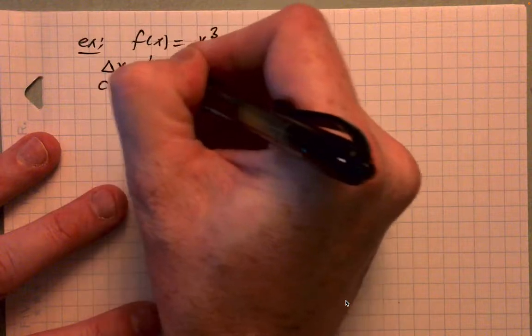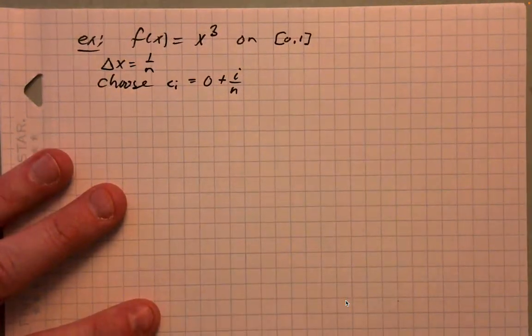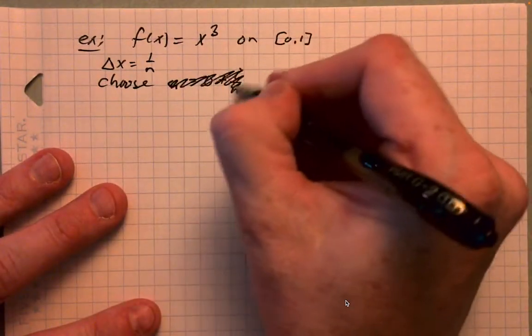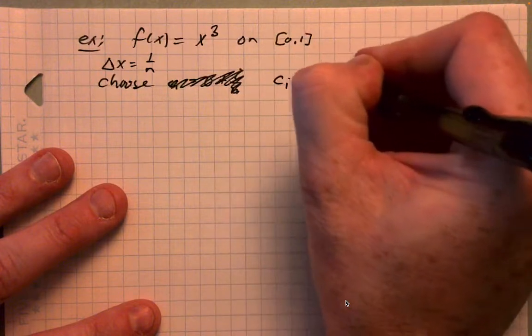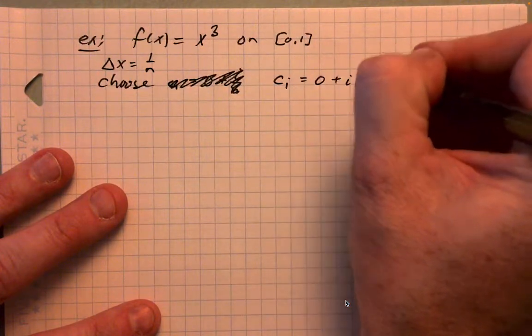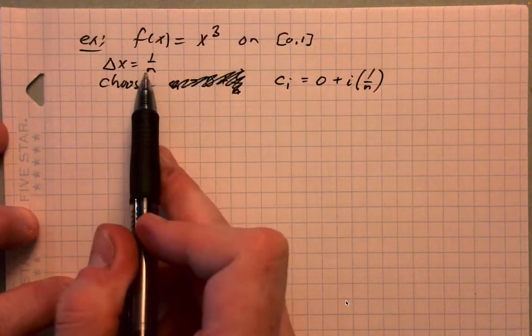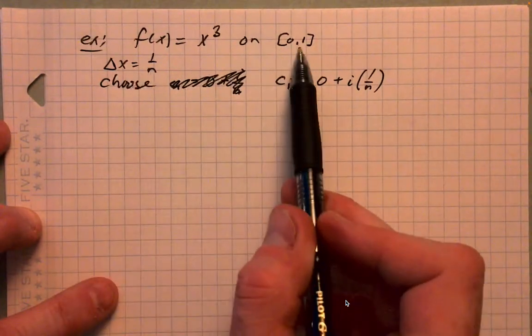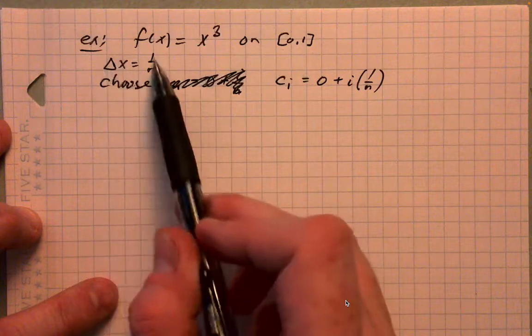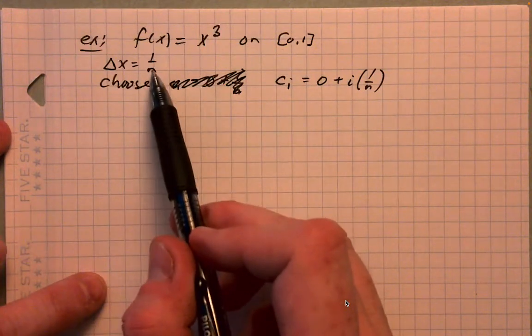Delta x is 1 over n. Right, so I just want to make sure this is clear. I shouldn't skip steps. So ci equals 0 plus i times 1 over n. You figure out the interval width is 1 over n, because it goes from 0 up to 1. So the interval width for n intervals will each be 1 over n.